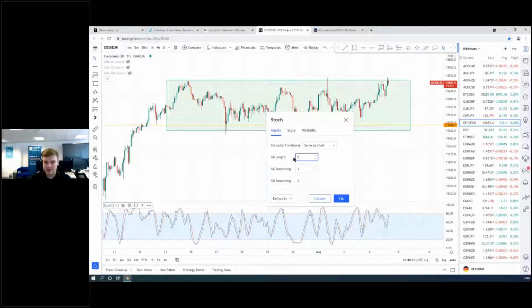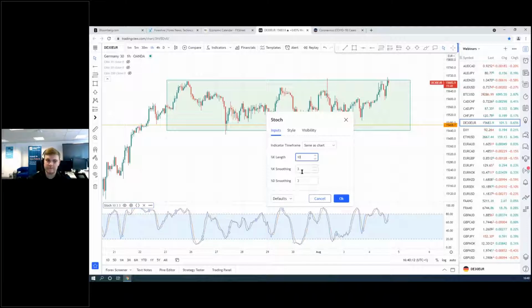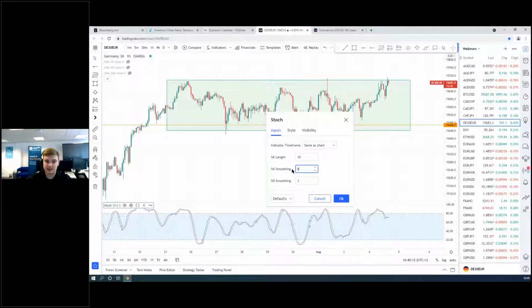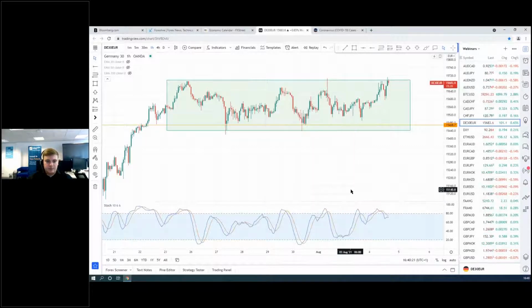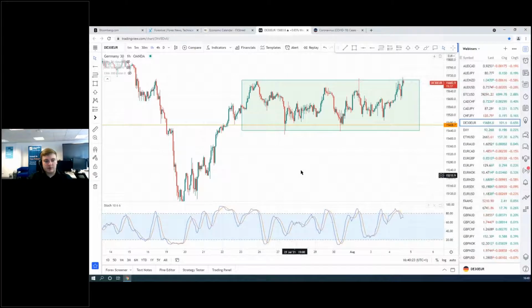So for me personally, I prefer to use a slower one. 10, 6, 6 is the settings that I will use. And you can see here, looking here, you'll have tops and you'll have bottoms, and ideally we would like a stochastic to match up with a level of support.